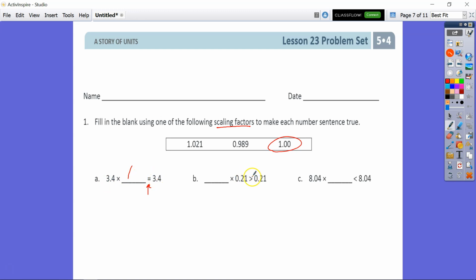Now, we have a greater than sign. So we know we need a number that's greater than 1 for our scaling factor. The only number that's greater than 1 is this number here, which is 1 and 21 thousandths. So 1 and 21 thousandths times 21 hundredths is going to be greater than 21 hundredths. All right, and then lastly, we have a less than sign. The only number that's less than 1 is 989 thousandths. So we know that 8 and 4 hundredths times 989 thousandths is less than 8 and 4 hundredths.